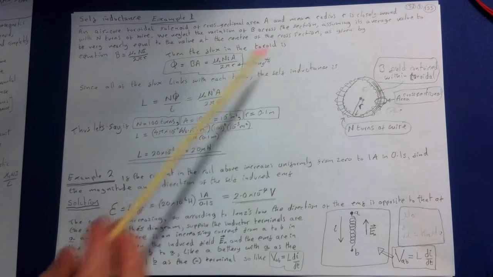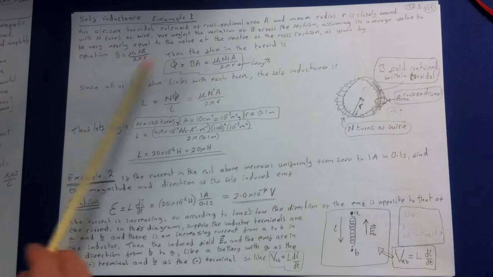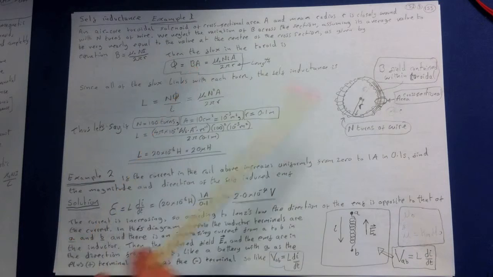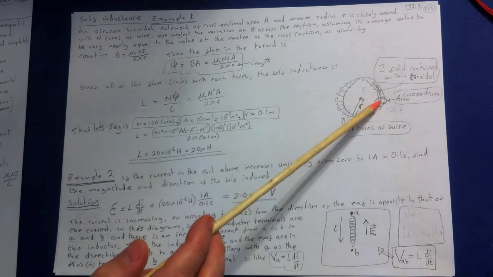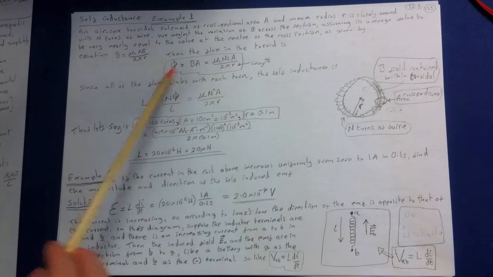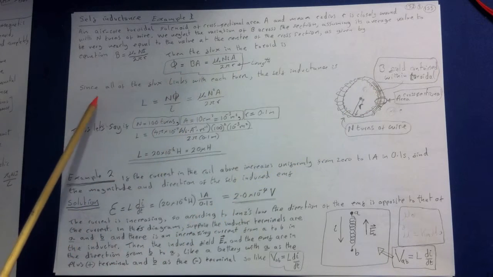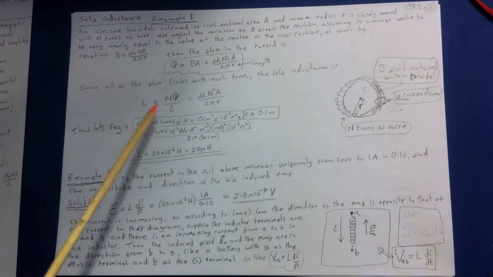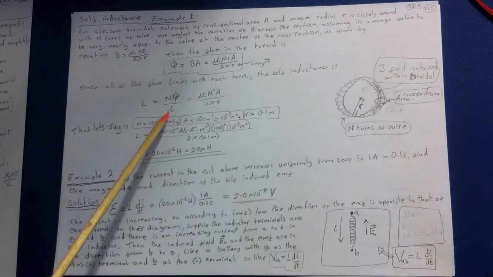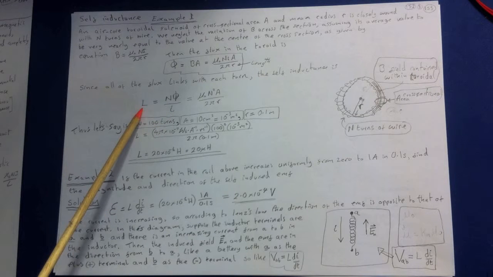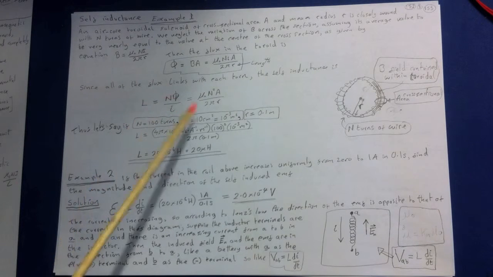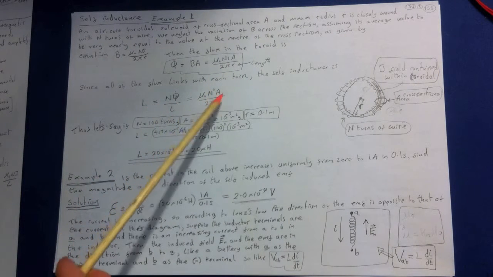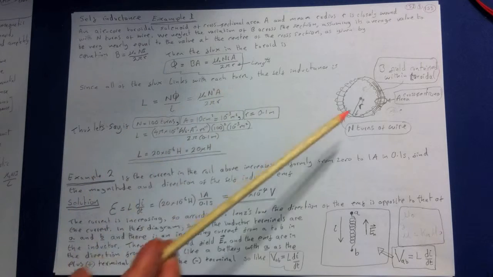Then the flux in the toroid is simply B, which we know, times the cross-sectional area. So that gives us the flux through this toroid. Since all the flux links with each turn, the self-inductance is L equals N times flux over the current. We can replace the flux with this value, and that gives us the inductance. So now we've got the inductance of this toroid.